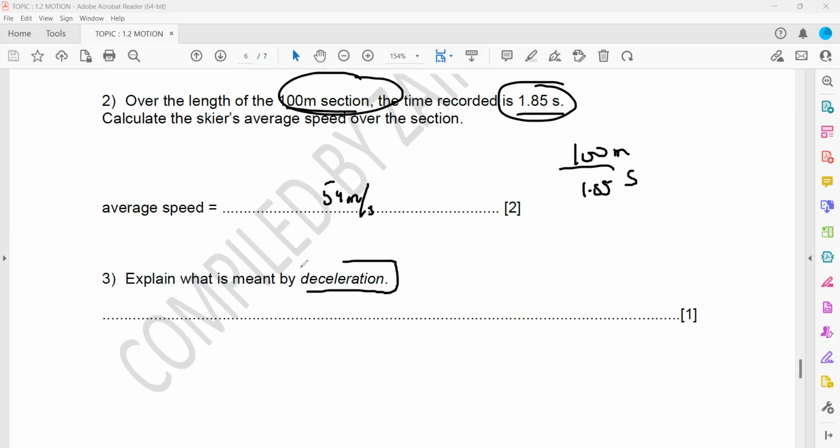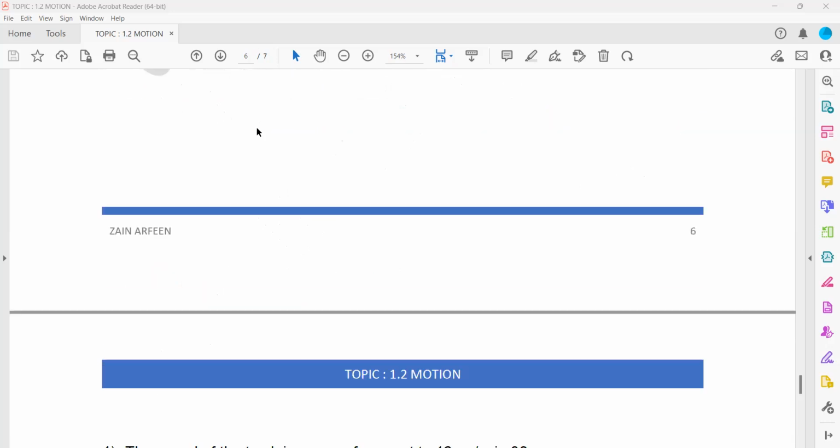Then what is meant by deceleration? The term deceleration means a decrease in speed. So when the object's speed decreases, we call that a deceleration.